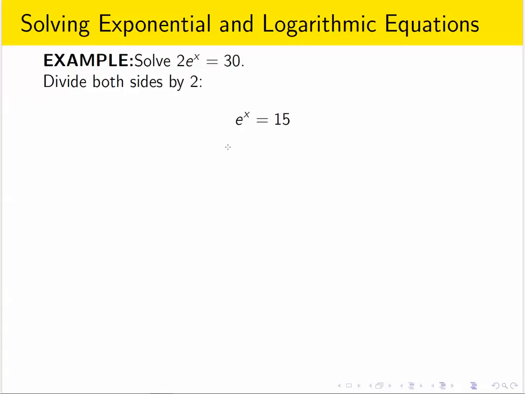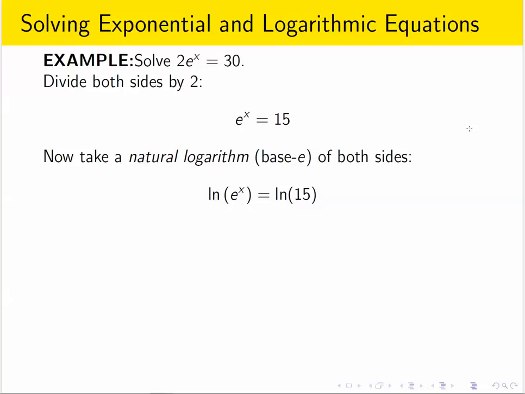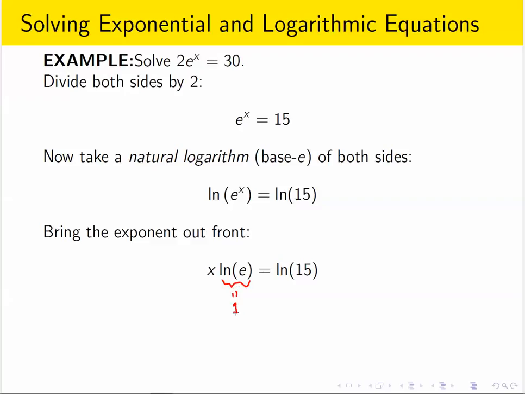Now, I could use a common logarithm here like in the previous examples, but actually whenever we see a base of e, it's a good idea to use the natural logarithm, and we'll see in a moment why. So let's take a natural logarithm of both sides. Remember, natural log just means log base e. Now we can bring the exponent out front. And your next thought would probably be to divide both sides by natural log of e, and that is valid, but it's actually unnecessary, because natural log of e is really equal to 1.